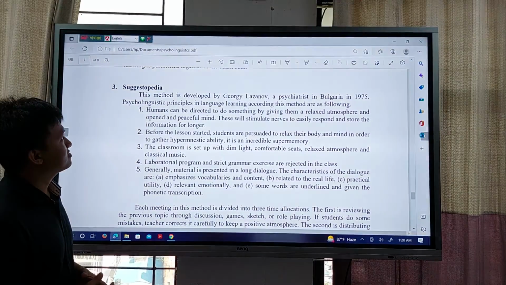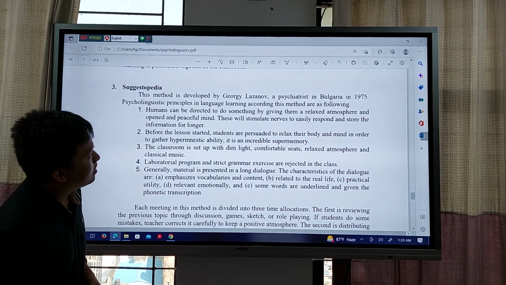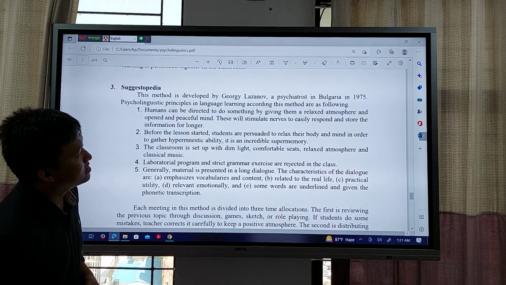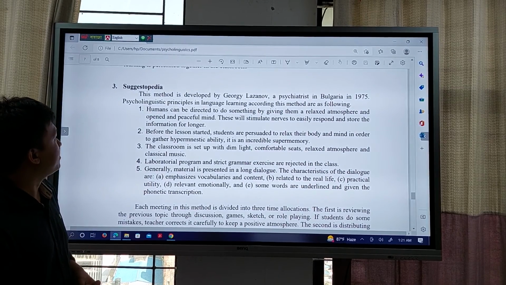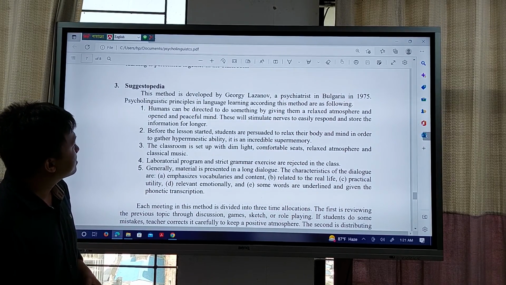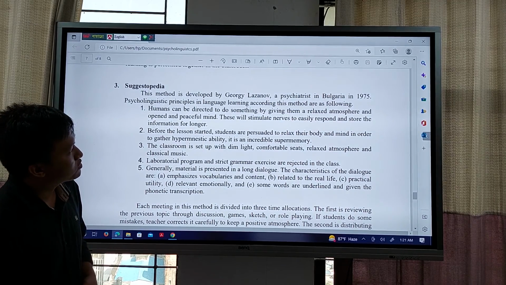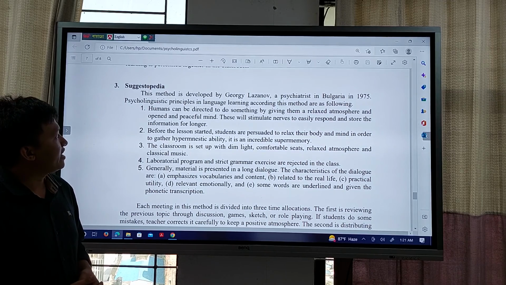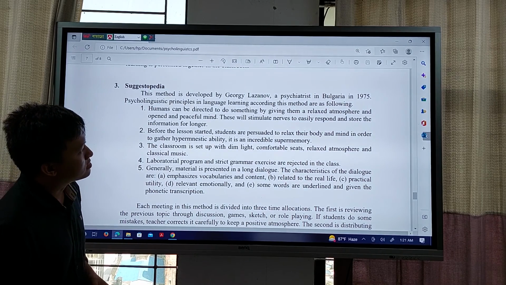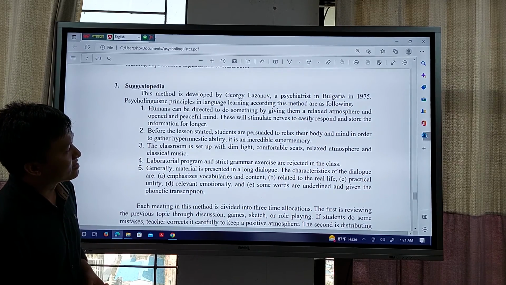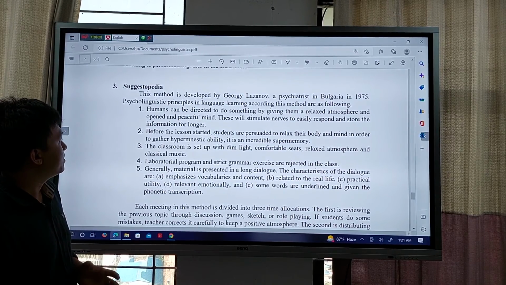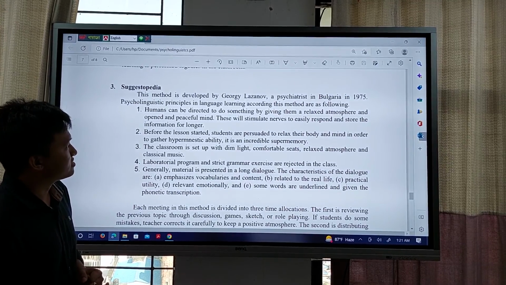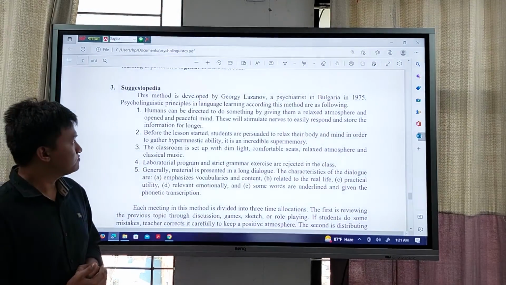Suggestopedia. This method was developed by Georgi Lozanov, a psychiatrist in Bulgaria, in 1975. Psycholinguistic principles in language learning according to this method are as follows. Humans can be directed to do something by giving them a relaxed atmosphere and an open, peaceful mind. This will stimulate nerves to easily absorb and store information for longer.